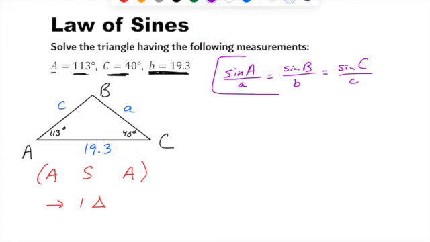I won't bother to prove that in this video, but it really is a nice little proof just using basic geometry and SOHCAHTOA. I usually show it in class. Check it out if you're curious. Just Google it, YouTube it.